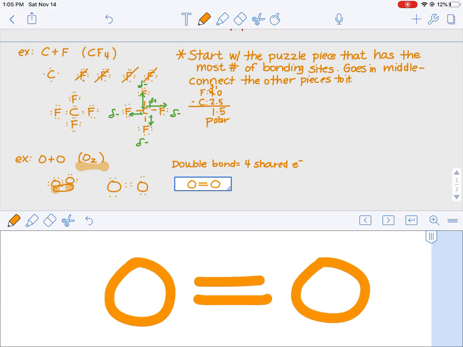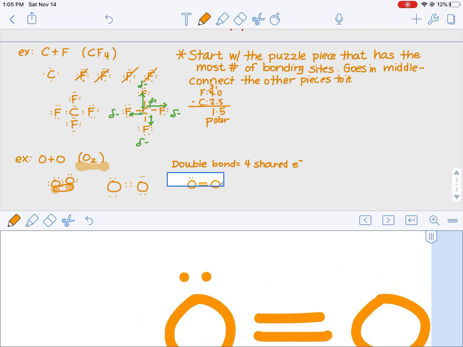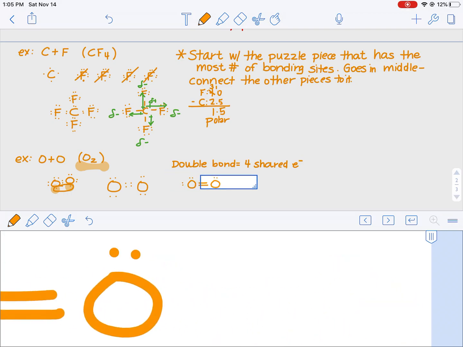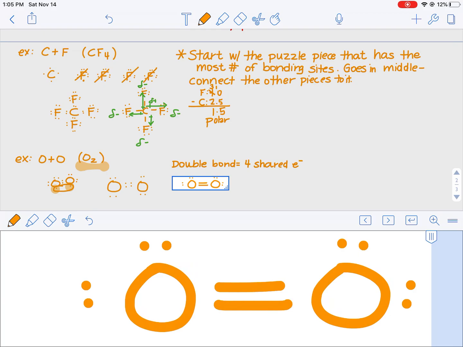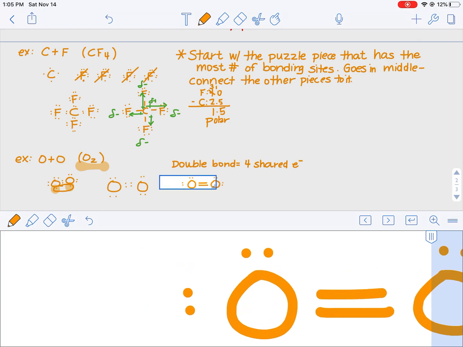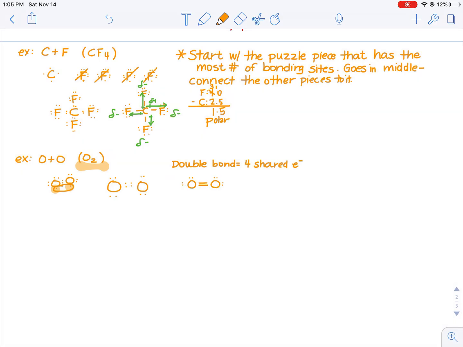Perhaps for some of you it's easier if we change those shared electrons to the dashes and you're able to see this double bond. Oh, you keep moving the electrons around the oxygen. That's okay. That is totally fine. What I'm keeping is that each of those oxygen puzzle pieces have 4 electrons of their own and 2 shared. Totally fine.